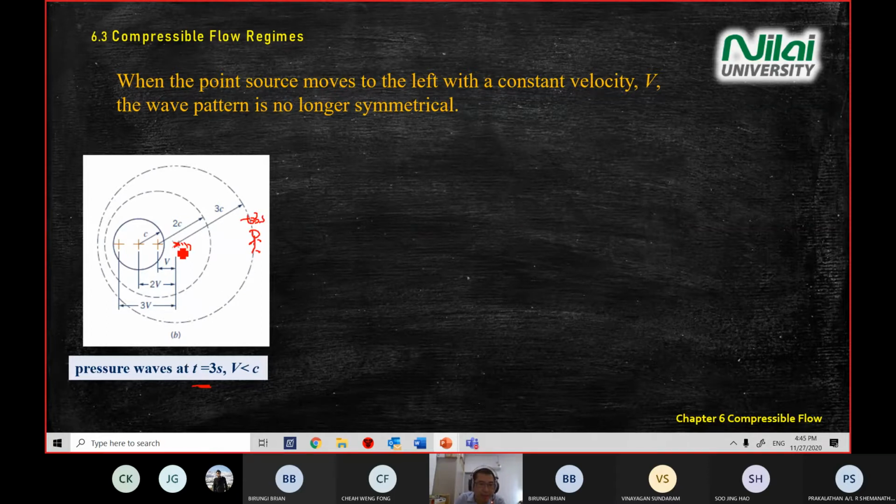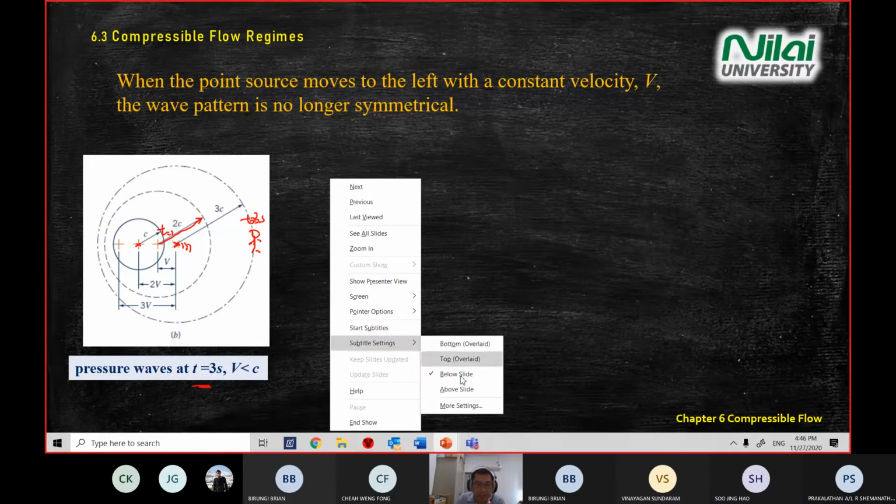However, if you move to the left less than your speed of sound, meaning you're moving less than the speed of sound, after t equal to 1, meaning from this point, you're going to get the second circle here, 2C here. Then this circle here, for example. Okay. You're going to take some time to understand this diagram.